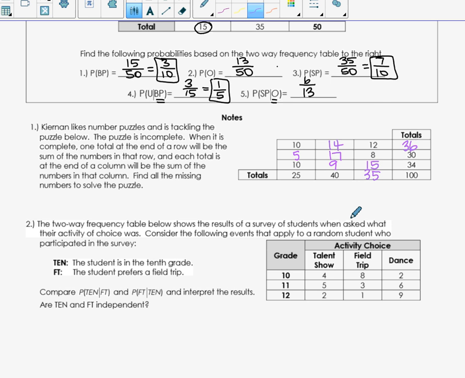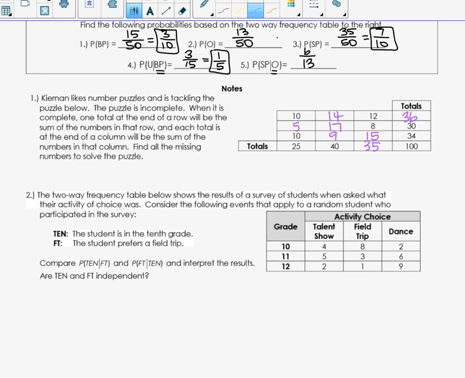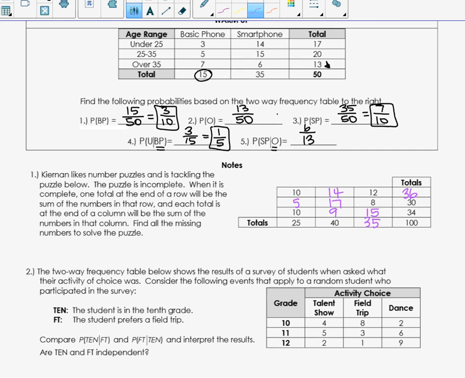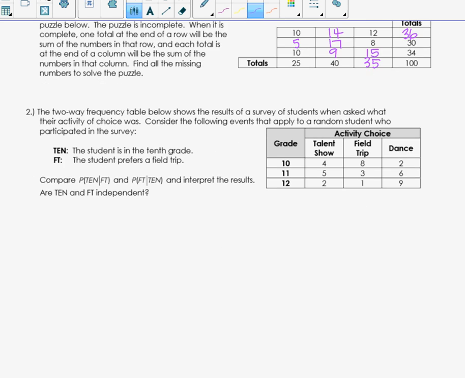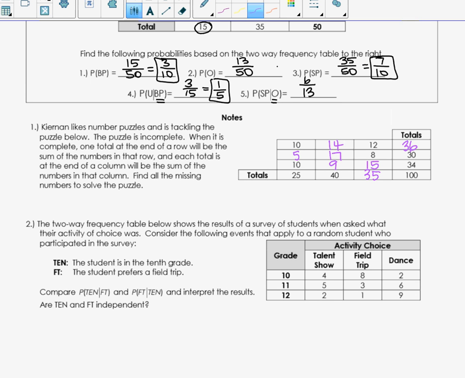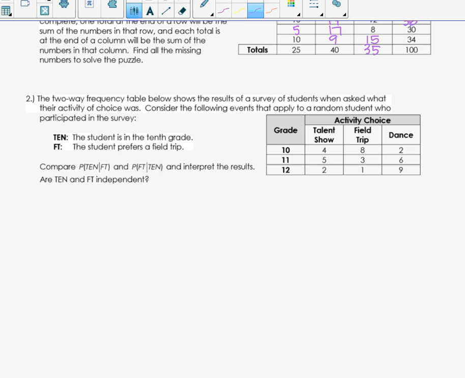Okay. So we're going to use that two-way frequency table, two-way meaning it works vertically and horizontally, in order to answer some questions. Now, this says the two-way frequency table below shows the results of a survey of students when asked what their activity of choice was. And then it's going to ask a couple things about it. Well, if you look just at the frequency table right now, you don't have any totals, and you can't do anything without totals.